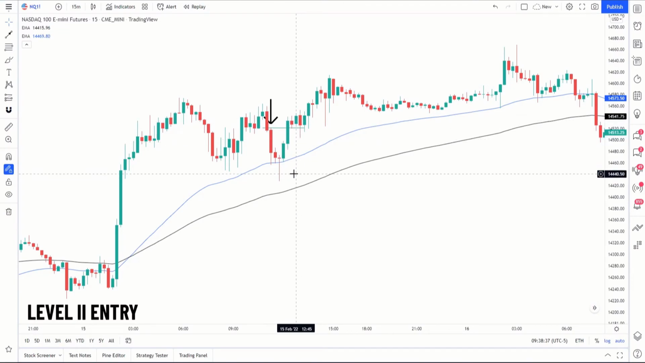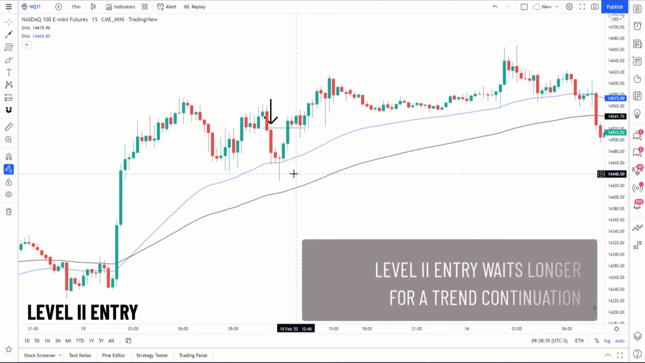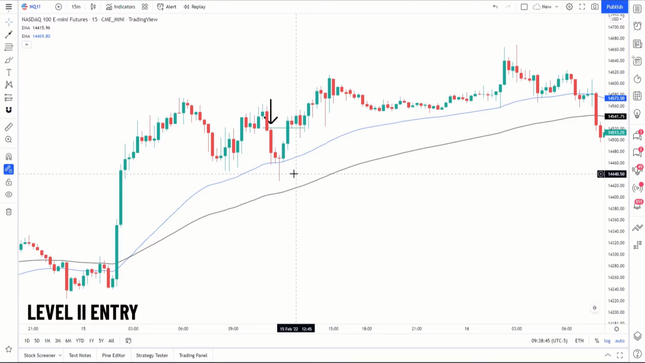So the only difference with these two strategies is that the level 2 is waiting a little bit longer for a confirmation. So in this case, we may have higher win rates, but because we're going to have a wider stop loss, it's going to even out in the long run. It all depends on looking at the trends and what your risk tolerance is.